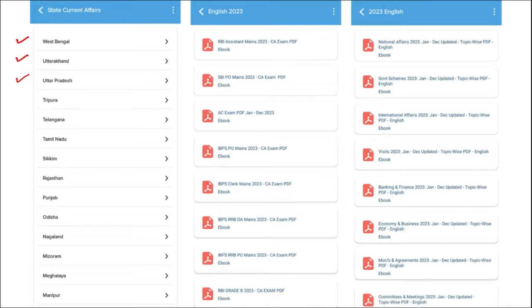Apart from this, we also cover topic-wise current affairs such as national affairs, government schemes, international affairs, banking and finance, economy and businesses, as these are the topics from which the examiner definitely asks questions, and these are covered on a monthly basis. So friends, do check our application. It will be a one-stop solution for learning.